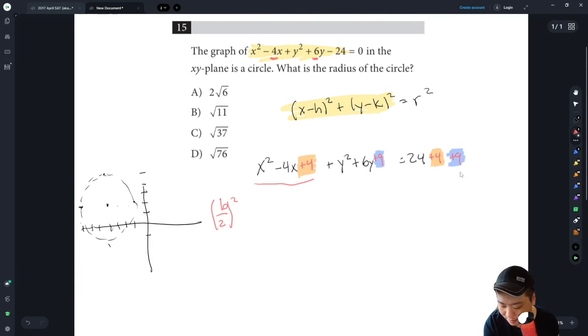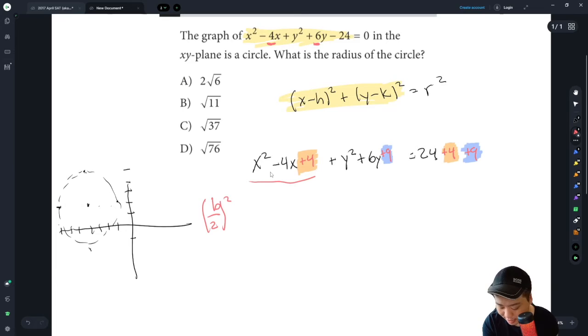Now, if we've done this correctly, what will happen here is this has turned into a binomial, which it does. All we have to do is square root that. X squared, square root is x. Take this sign right here. Copy that down. Square root of 4 is 2. And boom, we got our binomial.